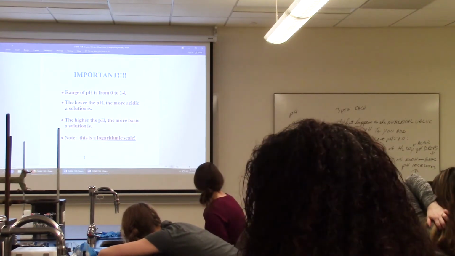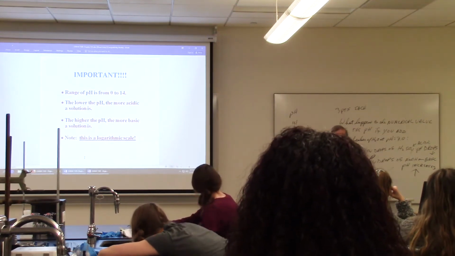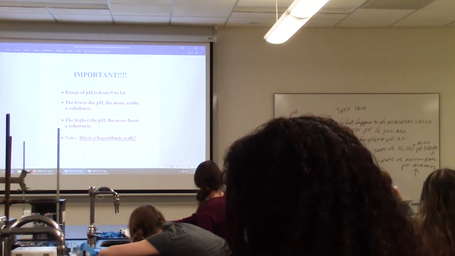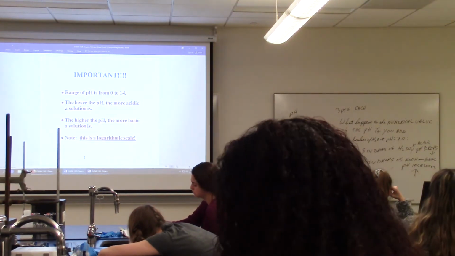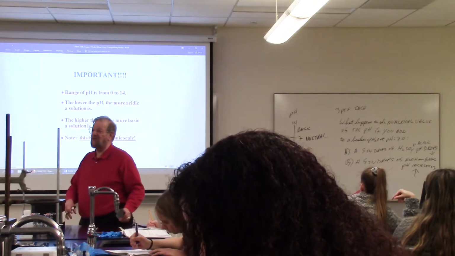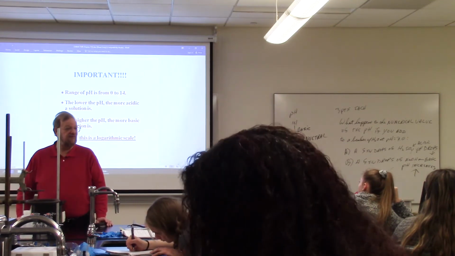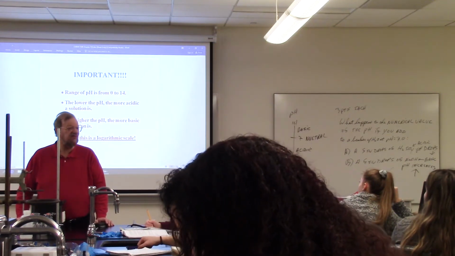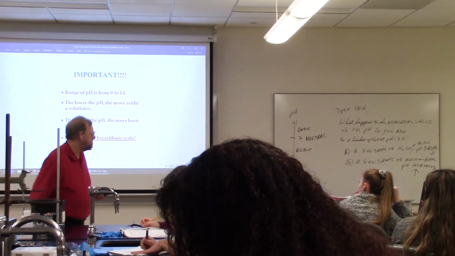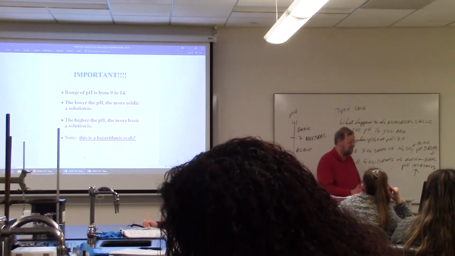Oh, by the way, anybody know why the pH of your stomach is about 3? Because there's an acid in your stomach. It's acidic. And remember, this is chemistry, not biochemistry or organic. Don't say it's acidic because it breaks down food, which is true, but not for this class. It's because there's an acid present in your stomach, and that's there because it does help break down food.